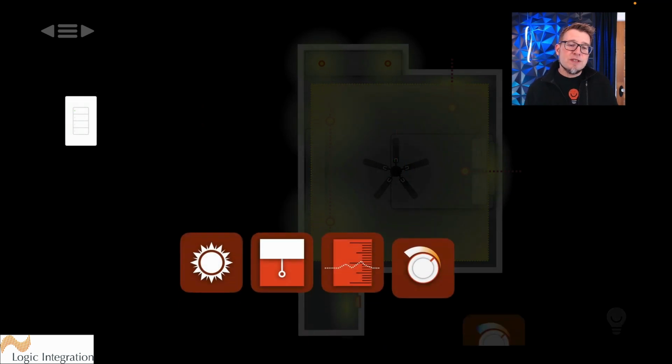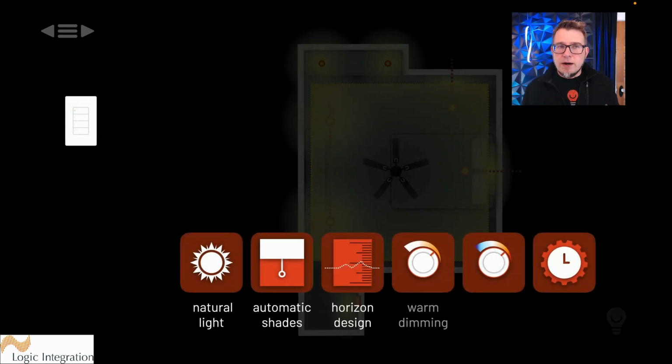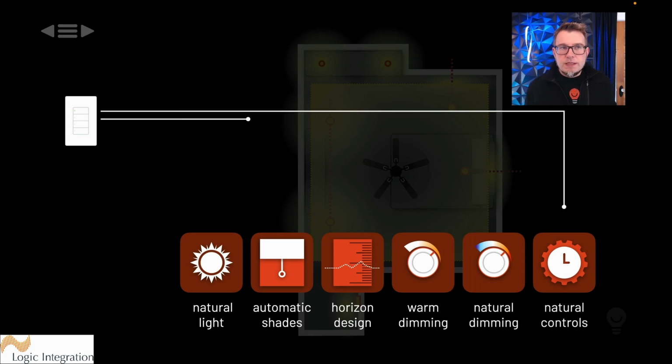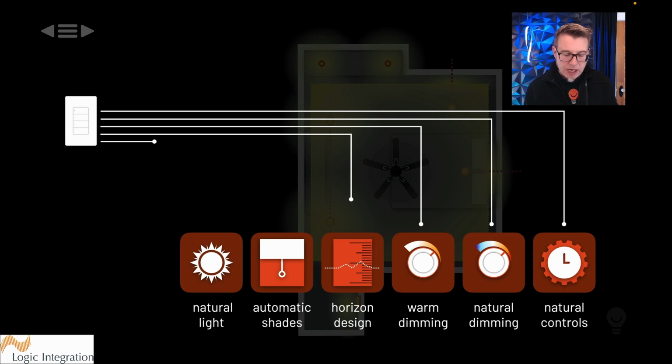On top of that, we use six strategies in our design process to help people live their best lives. This is really the confluence of science, technology, and biology, and the medical profession, all the research that's been done, the science that's been done to determine our connection of light to human wellness. And of the six strategies that we use: natural light, automatic shading, horizon design above and below the eyes, warm dimming, so sunset dimming, natural dimming, so daylight, circadian daylight tuning, and natural controls that do this on a time of day basis.